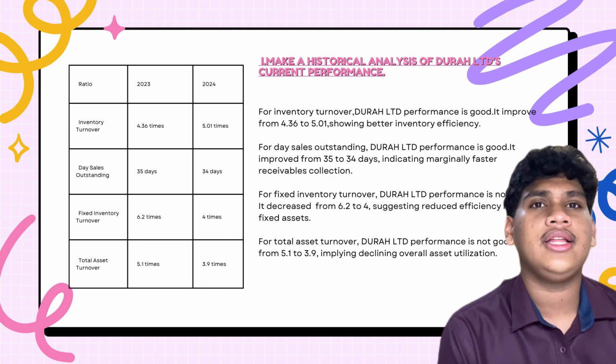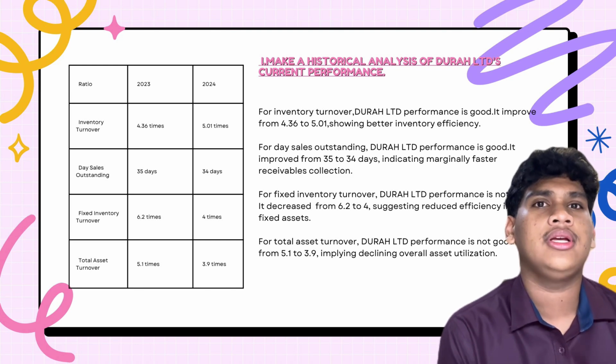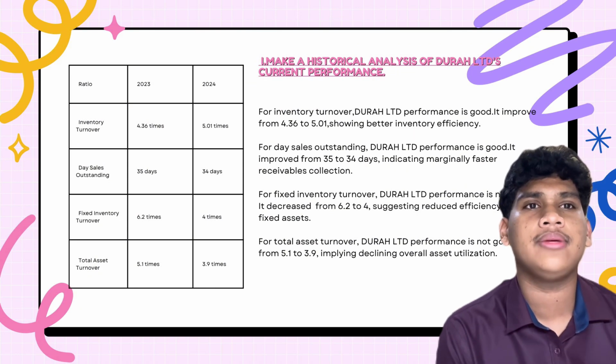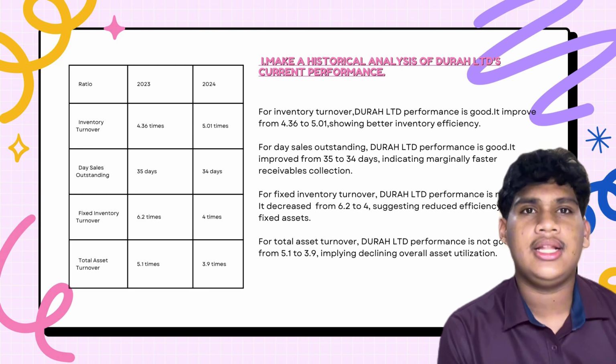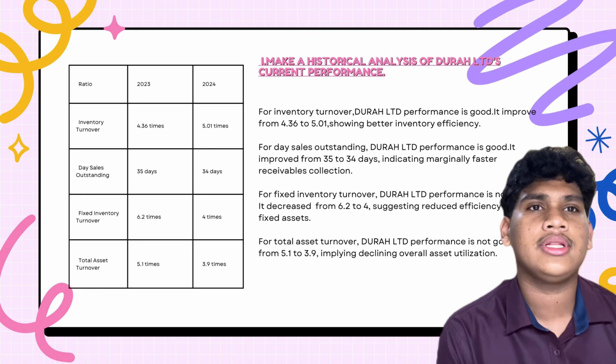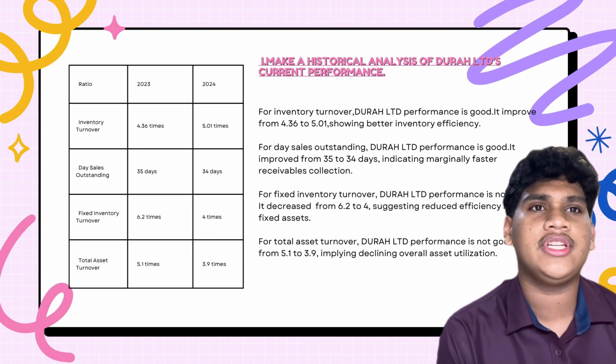However, fixed asset turnover decreased from 6.2 times to 4 times. This means that Dura is utilizing its equipment and long-term asset less efficiently than last year. Lastly, total asset turnover also decreased from 5.1 times to 3.9 times. This tells us that the company is utilizing its total asset less efficiently than before to generate sales.